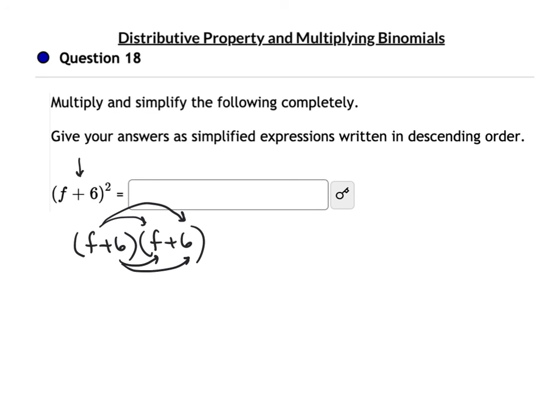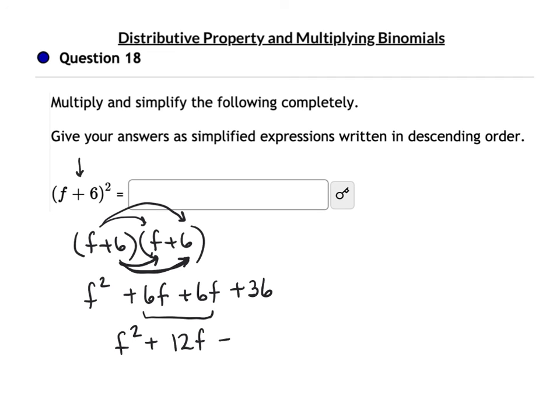F times f is f squared. F times positive 6 is positive 6f. Next, take the 6 to both. 6 times f is 6f again, and 6 times 6 is positive 36. Simplify the middle, 6f and 6f, that makes 12f. F squared plus 12f plus 36.